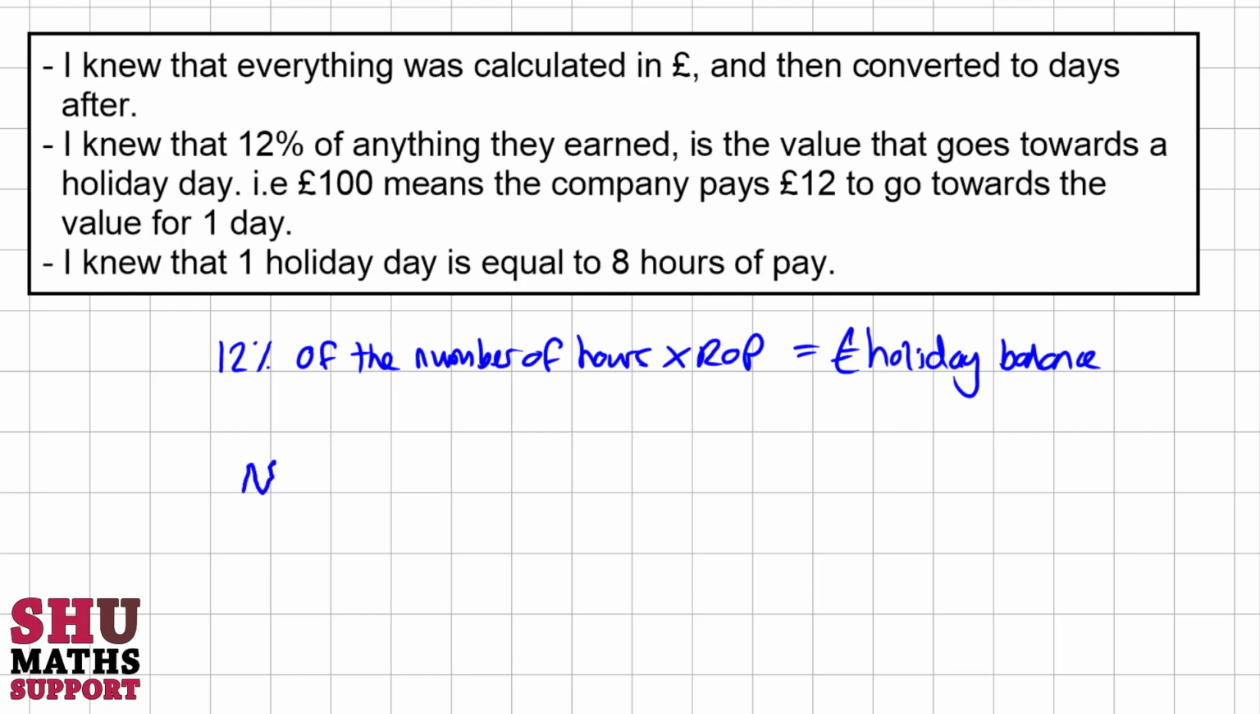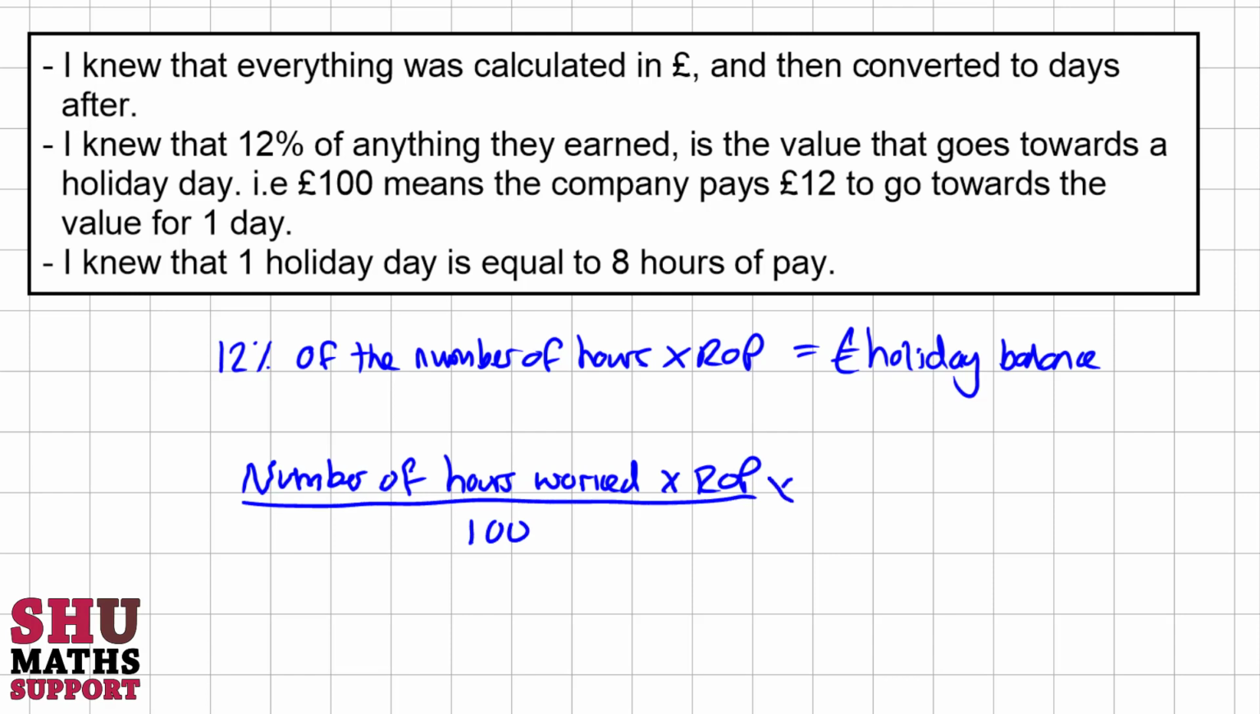And now if we write this in a more formal way, we could say that the number of hours worked times by the rate of pay, divided by 100 and times by 12, is equal to the holiday balance in pounds. All I've done there is we've taken how much money I'd get from that week doing 50 hours, and then in order to find 12% of that, we've divided by 100 and times by 12.